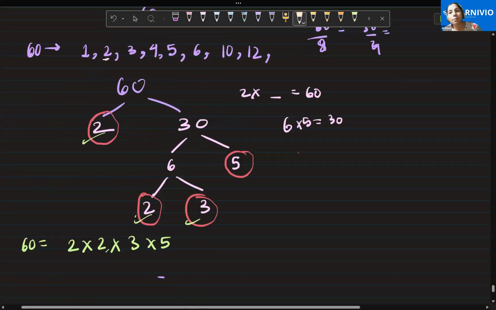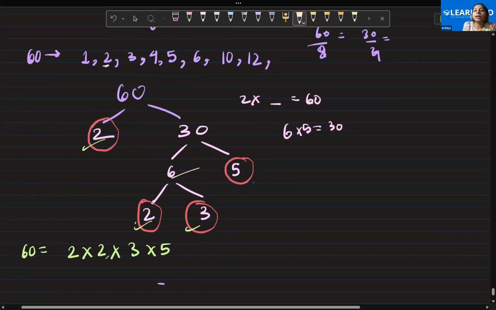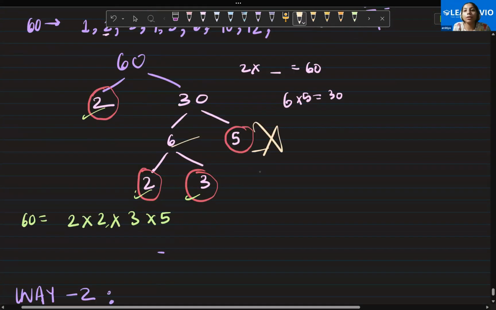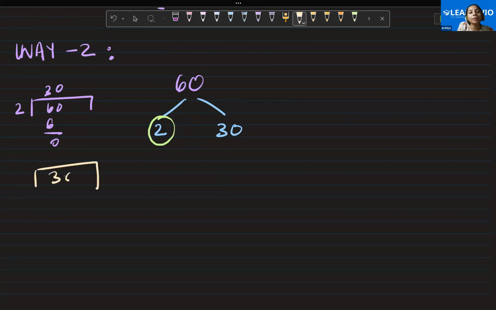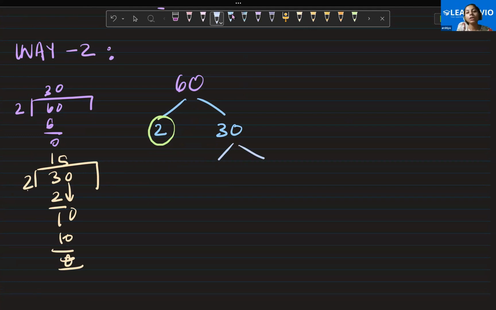In the previous part, I took 6 multiplied by 5. That's not what I'm going to do in this one. I will divide 30 by 2 again. After dividing 30 by 2, I'll get 15. Two ones are 2, balance 1 and 0. Two fives are 10. So I'll get 15 as the quotient. So 30 will be written as 2 multiplied by 15. Now again 2 is a prime number. I'll circle 2. Now 15.